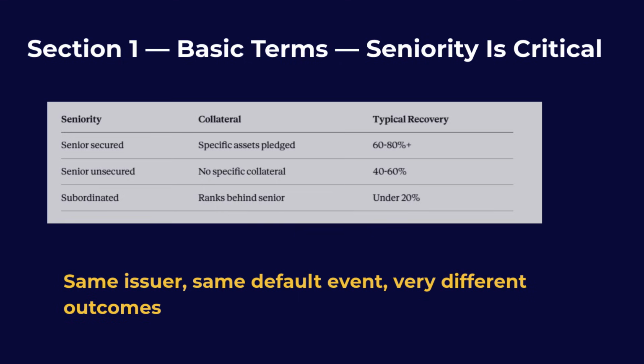Seniority determines how much you would recover if the issuer defaults. A senior secured bondholder might recover 60 to 80%. A subordinated bondholder might recover almost nothing. Same issuer, same default event, very different outcomes.